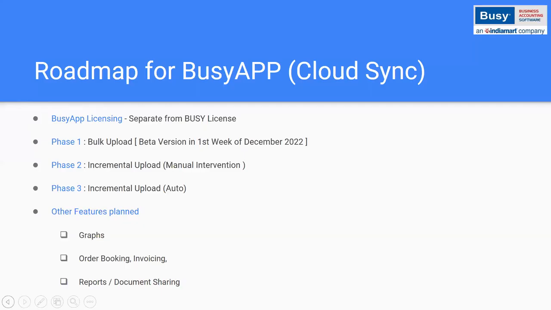This is the roadmap of the Busy mobile app. First of all, I would like to clarify that for the old mobile app, you only require the BLS. You were not required to buy a separate license. For the new mobile app, the client would require to buy a separate license for the mobile app. The pricing is not yet decided. Once it is decided, it will be communicated to you by our sales team.